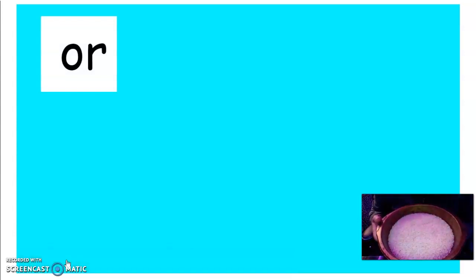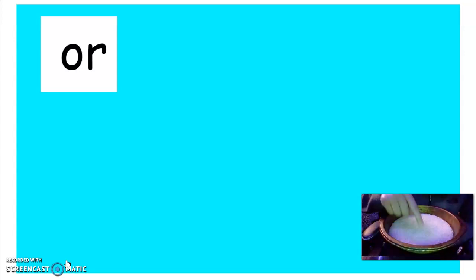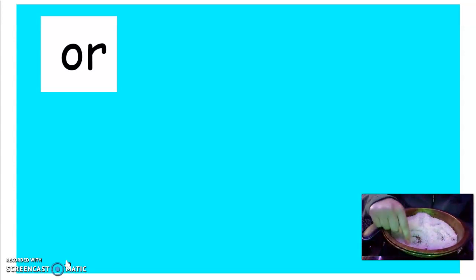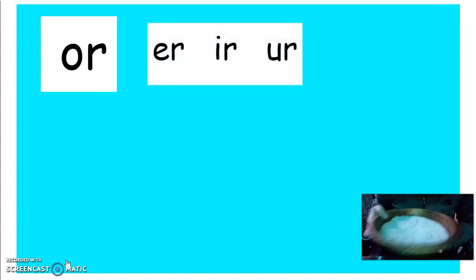The next sound we have is the sound er, and I'll remind you that there are 3 ways that we can spell the sound. You ready? Here we go. I'm going to divide my tray into 3 parts. I know that IR says er, I know that ER says er, and I know that UR says er. Did you get those? Good work. Okay, shake out your tray.